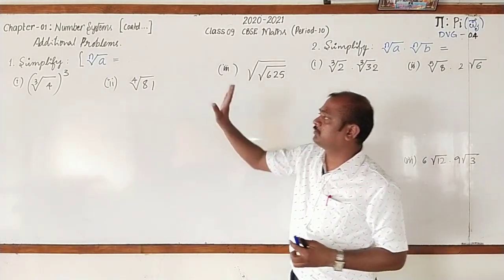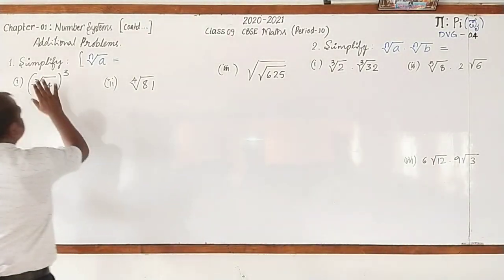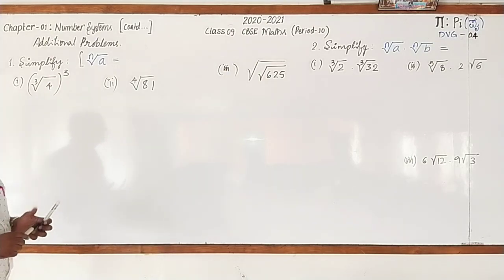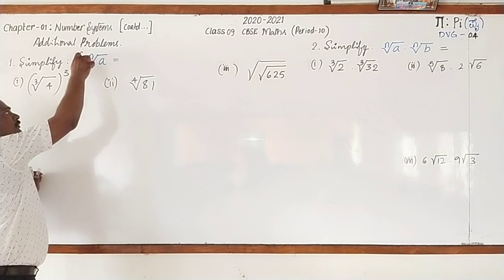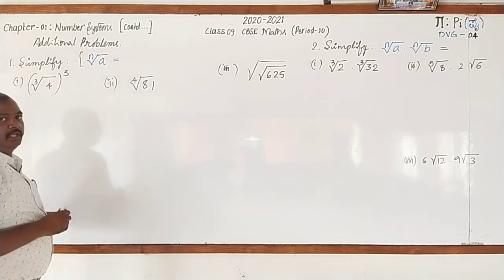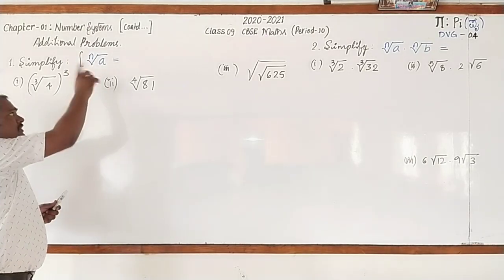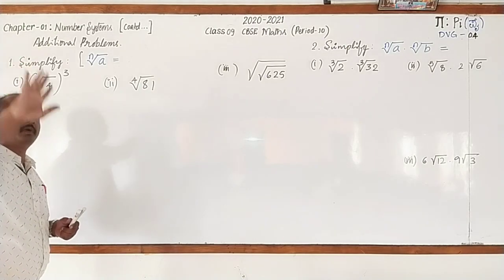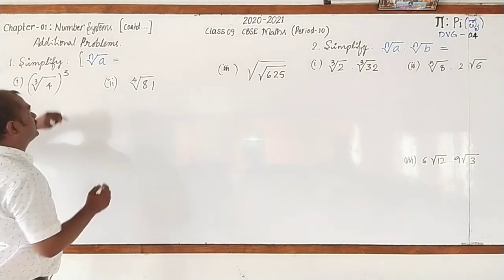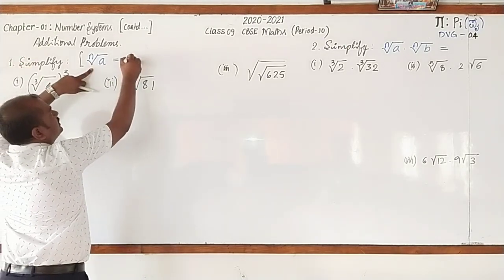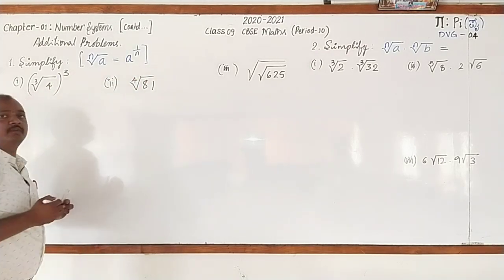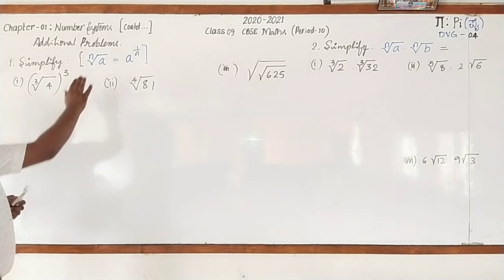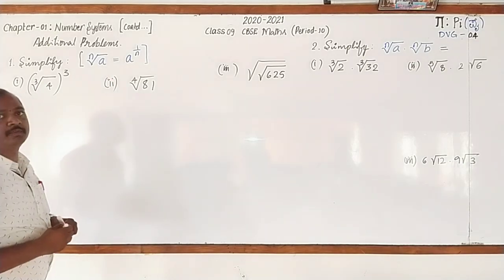Here, I have written the very first one, simplify. What should be simplified? Look here. We know that this is of the form nth root of a. Is it possible to express that in power form or exponent form? Yes. You can write this as a raised to the power 1 by n. This is one of the laws of exponents. Based on this, let's go for solving some of the problems.